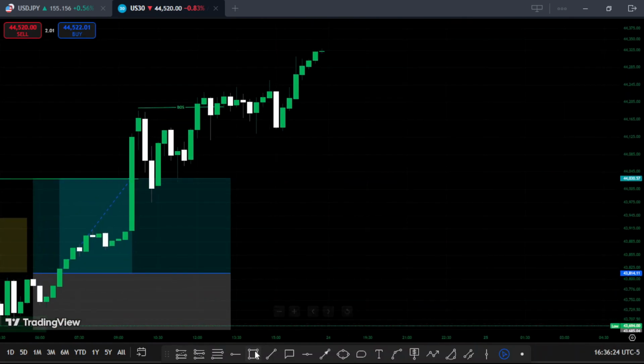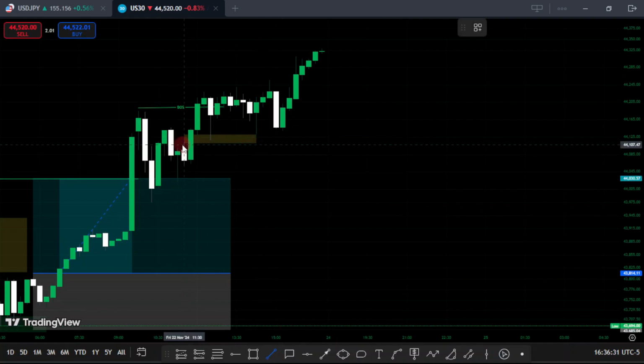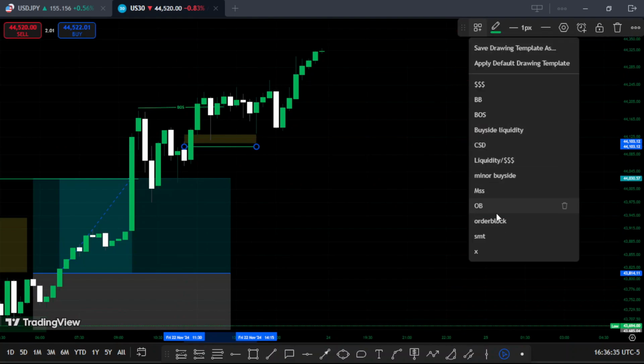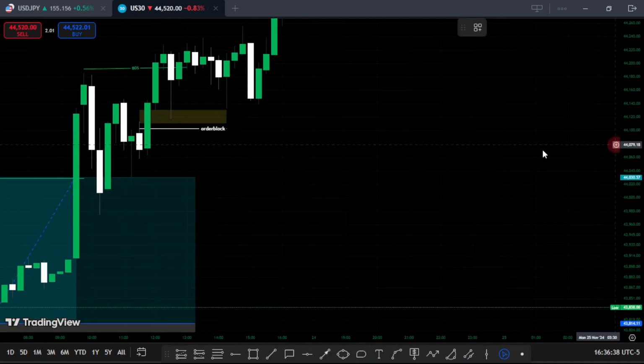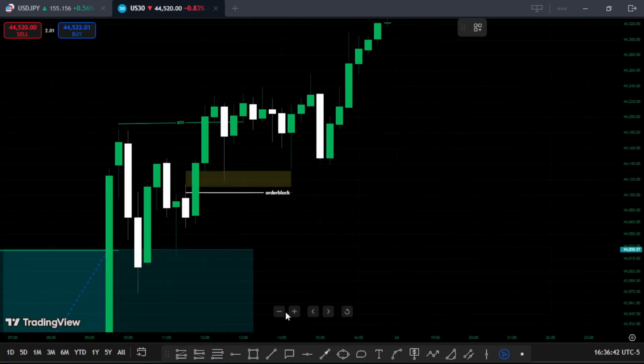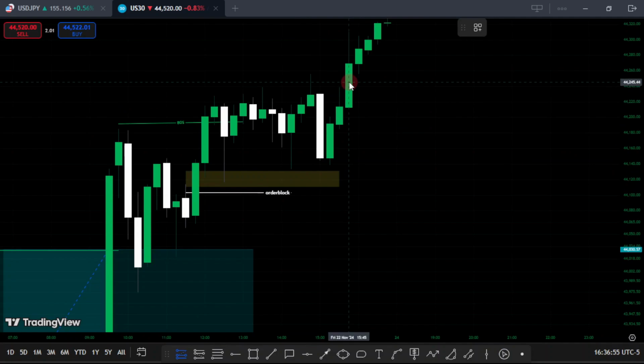The next thing we want to be looking at is a fair value gap. Over here we have a fair value gap, and below the fair value gap we have an order block. We mark this as an order block. Where do we enter? We want to enter after price has filled the fair value gap. Price fills the fair value gap, ranges, fills the fair value gap once again, then drops down, and then it gave us this huge move. This is where we enter our long position.